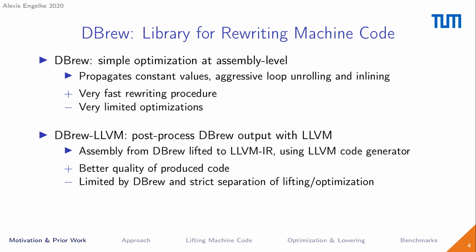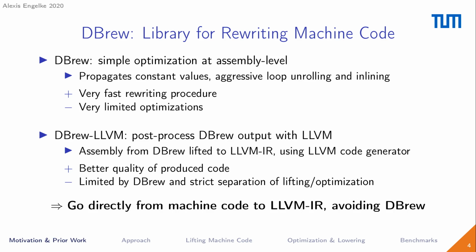This improved the quality of the generated code, but it was still limited by DBrew's transformations, and the strict separation of lifting plus optimization in DBrew and optimization plus code generation on LLVM level prevents further transformations. For example, inlining an indirect function call whose address becomes only known during LLVM optimization. To avoid these DBrew-related problems, in our new approach we go directly from machine code to LLVM-IR.